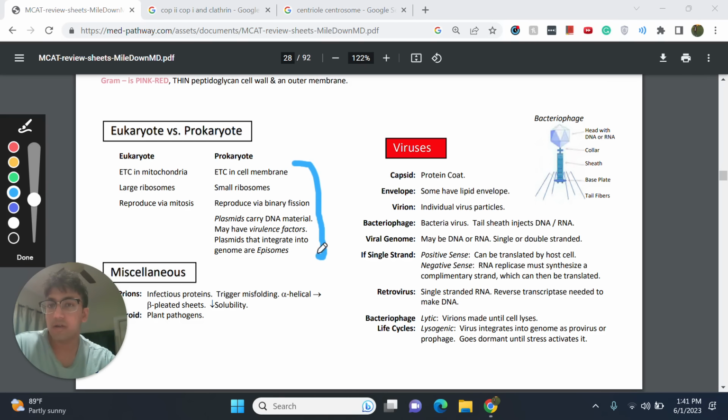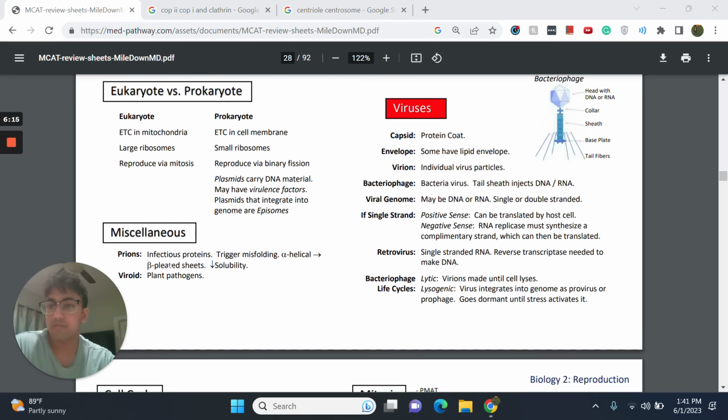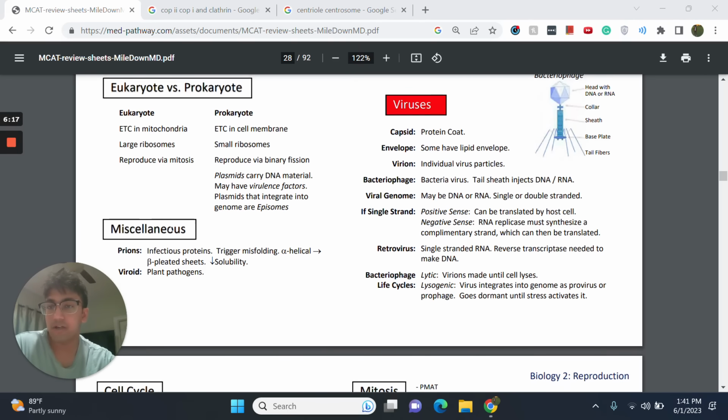Prokaryotes, on the other hand, have an electron transport chain in the cell membrane. They have small ribosomes. They reproduce via binary fission, which is a very, very similar process to mitosis. And plasmids carry DNA material, and they can have virulence factors, and plasmids can integrate into genomes, and when they're integrated, they're called episomes.